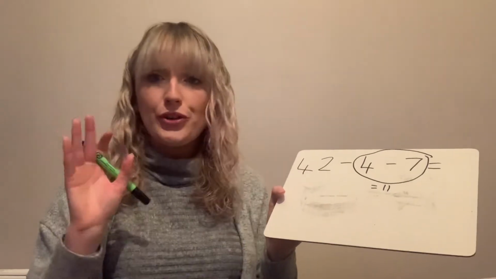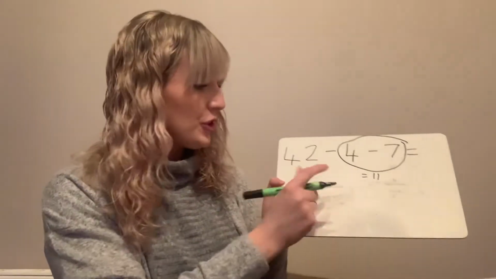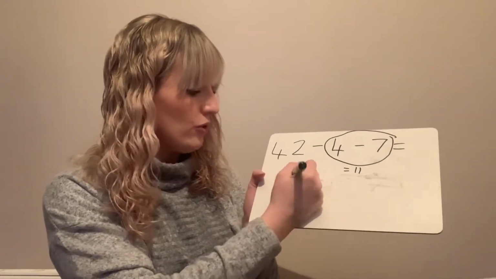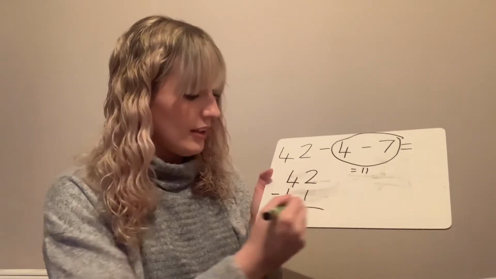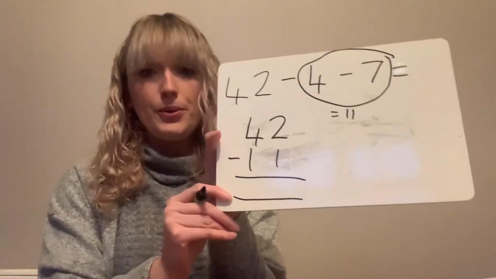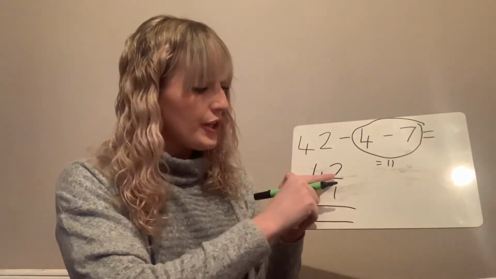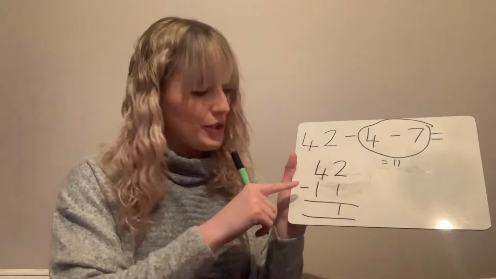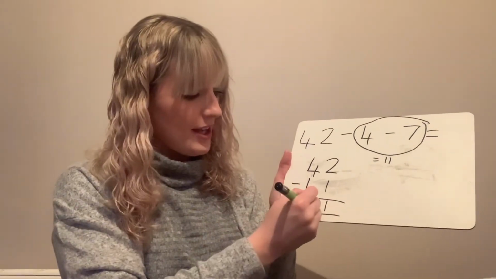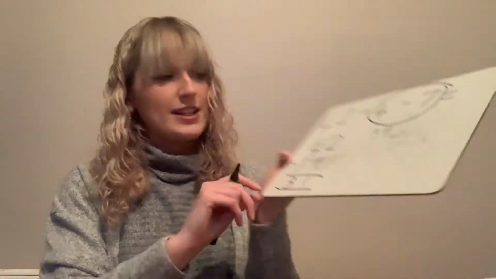Now you can use your fingers, and you might need more than your 2 hands, to subtract 11, or you could go to the column method and do 42 subtract 11. So remember, we always start at the ones. 2 subtract 1 is 1, and 4 subtract 1 is 3. So there we have it, the answer would be 31.